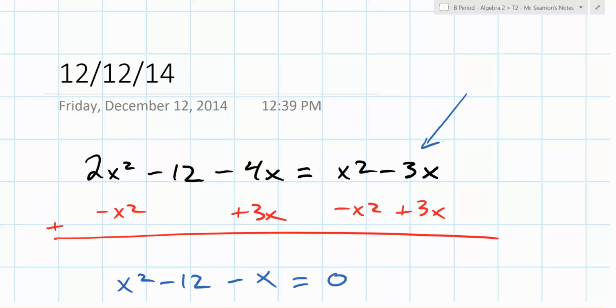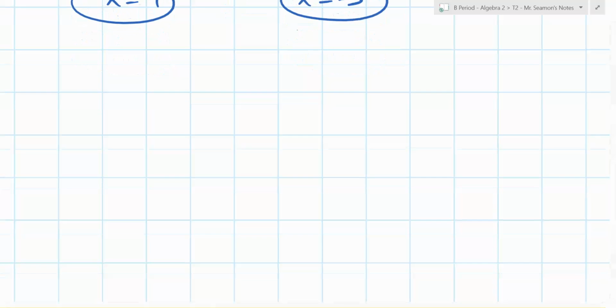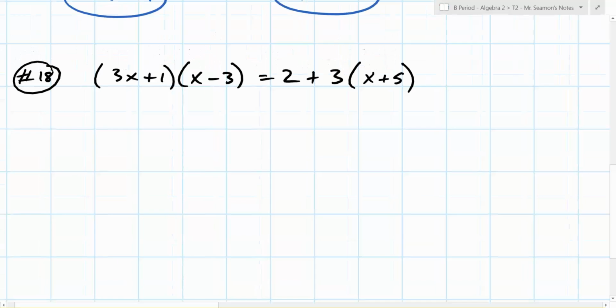Yes, Hannah? What I did wrong. What'd you do? It's okay. It's all factoring, so it's just practice. So what's that first step? One side equal to 0.